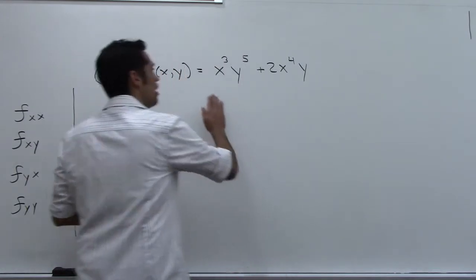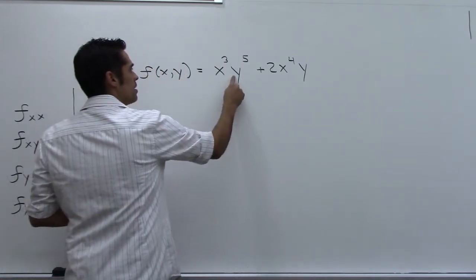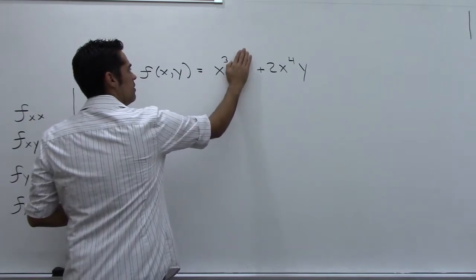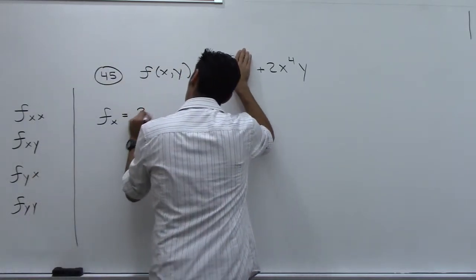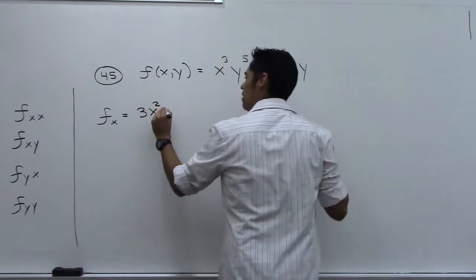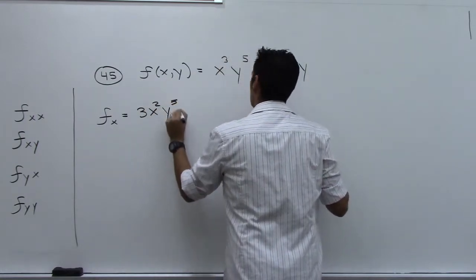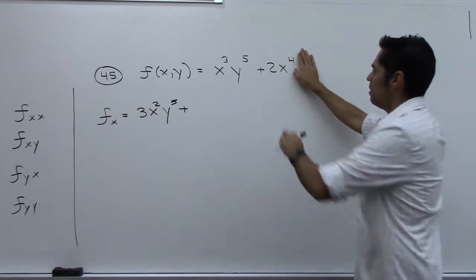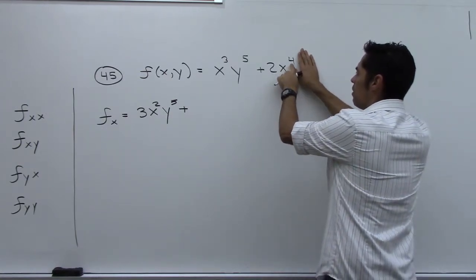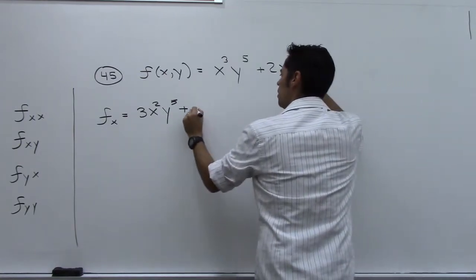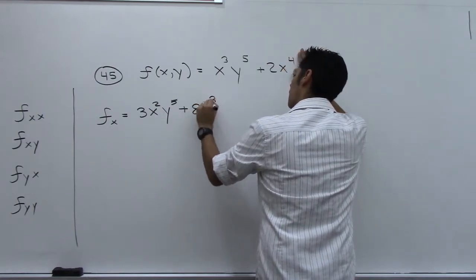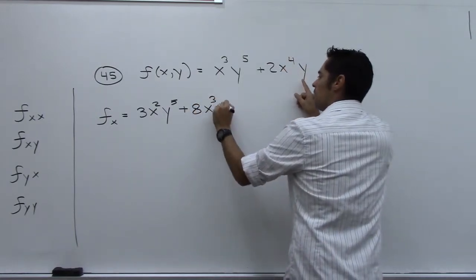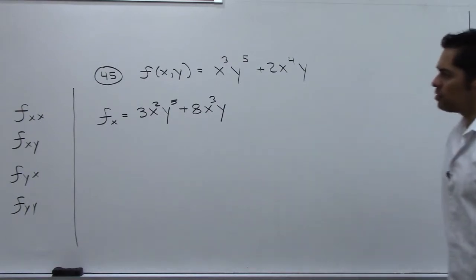So I'm going to treat all my y's like constants. That's a constant, cover it up. Derivative of x cubed is 3x squared. And then bring the y to the fifth in. Plus, now again, covering up the y because it's a constant, derivative of 2x to the fourth is 8x cubed. But then we have y still, because it was our constant. So that's our partial with respect to x.